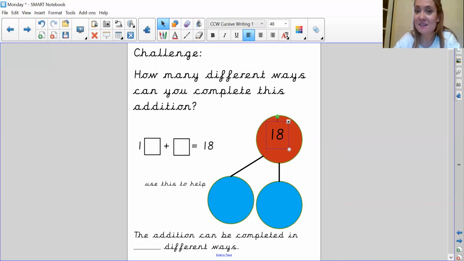Let's see. So remember, you can get 18 counters or sweeties and you partition it into 2 numbers, but one of the numbers needs to be a 2-digit number. Do you think you can do it?